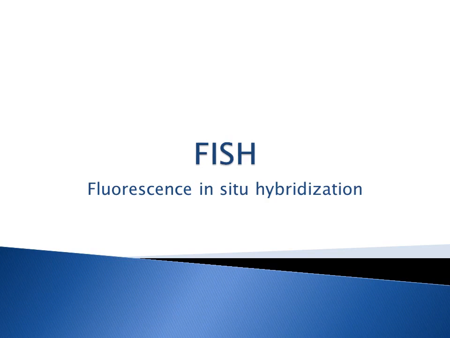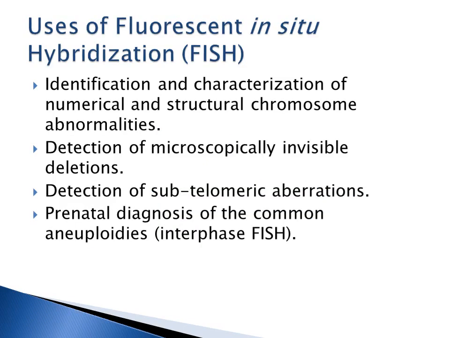So now we're going to discuss fluorescence in situ hybridization, or FISH. So why would you use FISH? FISH is used to identify and characterize numerical and structural chromosome abnormalities. You can detect microscopically invisible deletions. You can also detect sub-telomeric aberrations, and it's also used for prenatal diagnosis of common aneuploidies.